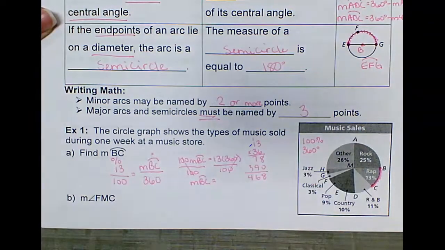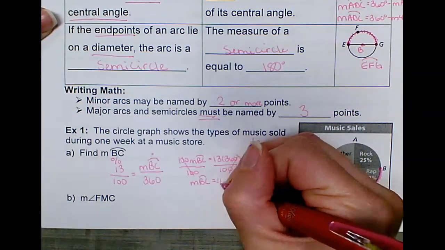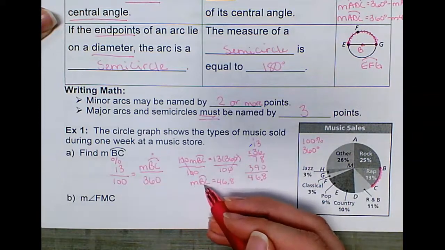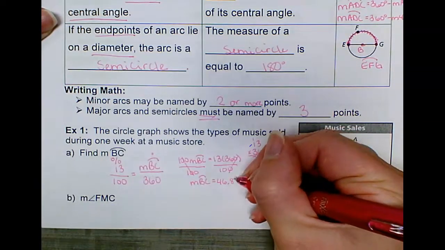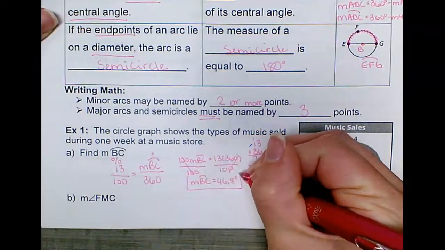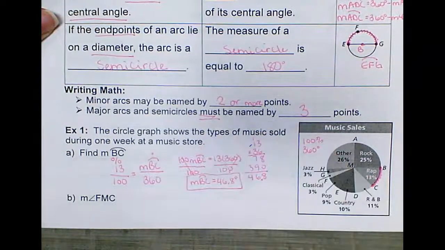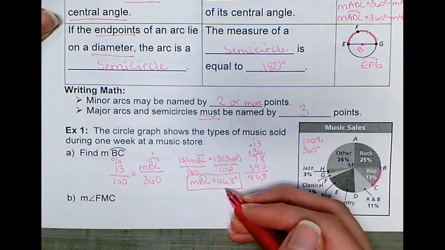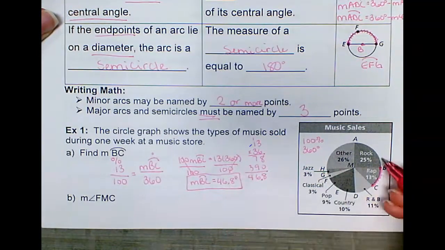And then dividing by 10 will just move my decimal one place. So this is 46.8. And if it's a measure of an arc, I'm measuring in degrees. So that's the way I convert 13% for the wrap wedge in the circle graph to 46.8 degrees from the whole 360 degrees in the circle.